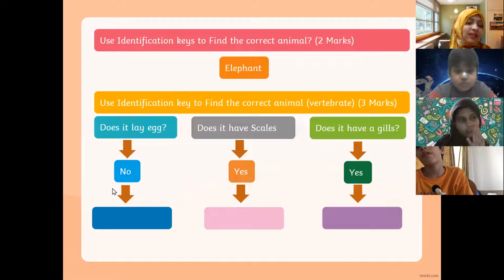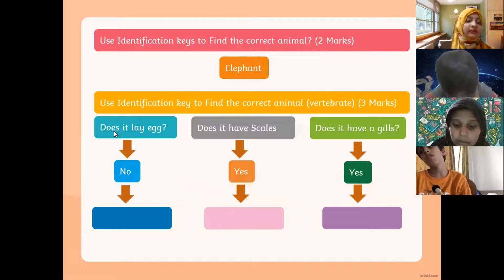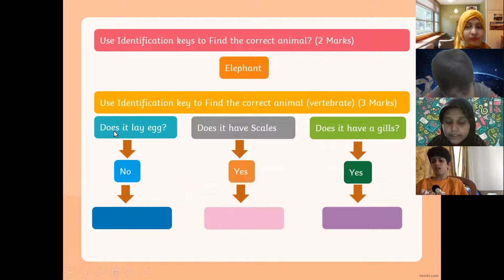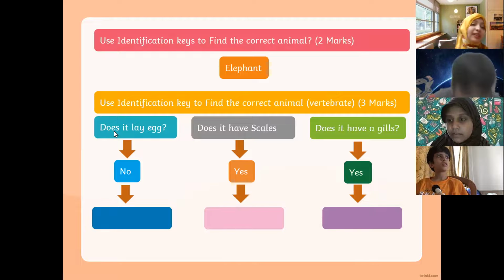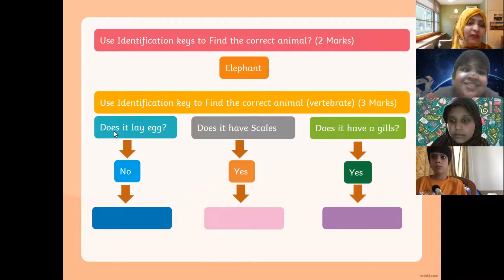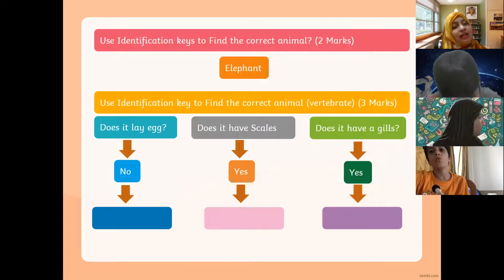Yes, Sidra, you were asking me a question. You raised your hand. Ma'am, do we have to send it normally or do we have to send it as a PDF? If you could make a PDF and then send it to me, it would be great. It would be easier for me. Okay, ma'am. If you can't, it's all right.